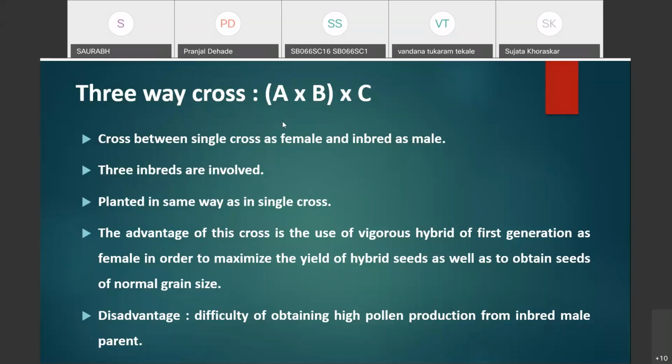But here in the three-way cross, this vigorous progeny of the single cross is used as a female parent and crossed with the inbred used as a male parent. Due to this, the progeny produced by the three-way cross is more vigorous, and the hybrid produced by this cross has normal seed size. That is the advantage of using the single cross as a female parent.